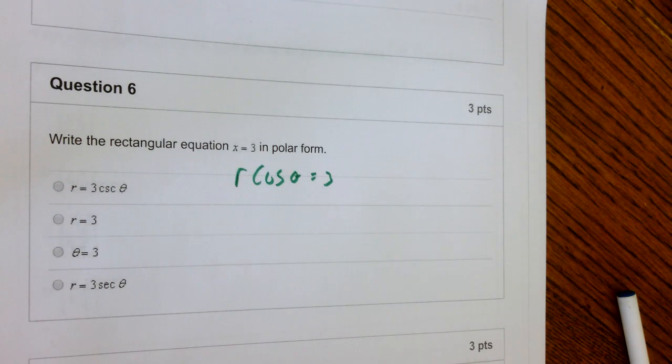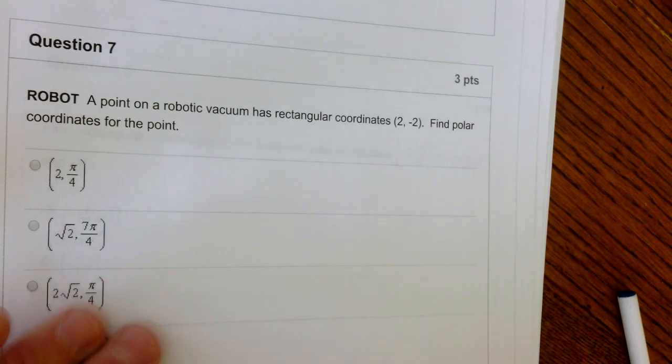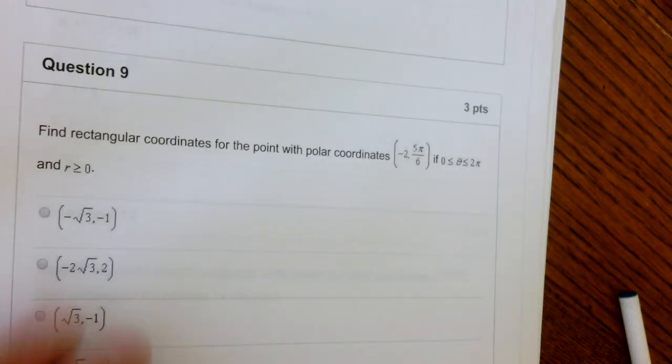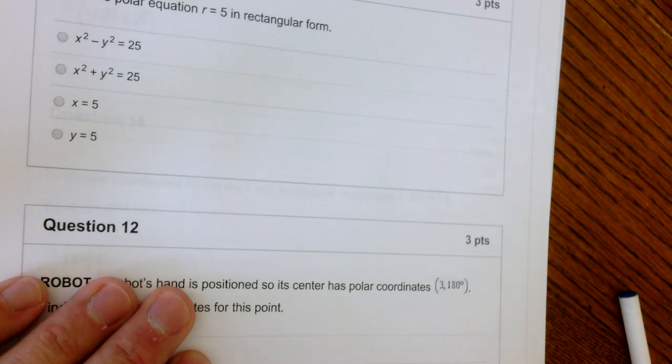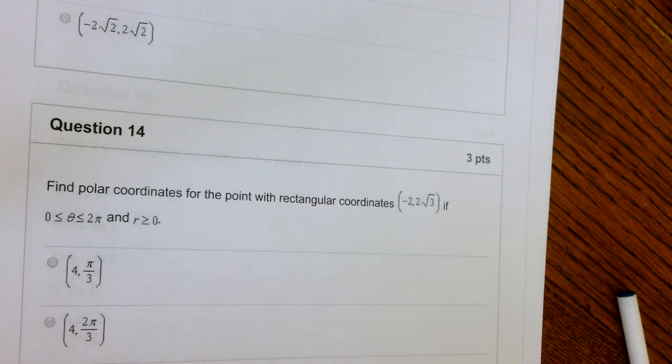This one you've got to convert and then solve for r. So you're going to divide by cosine, and it's going to be one of the reciprocal ones. You're able to do that. We talked about that quite a bit. And a lot of them are repetitive. So that'll be it. And if you have any questions, please message me on Canvas.